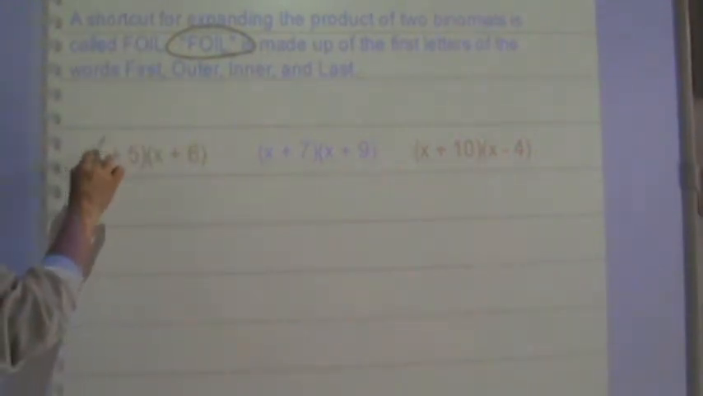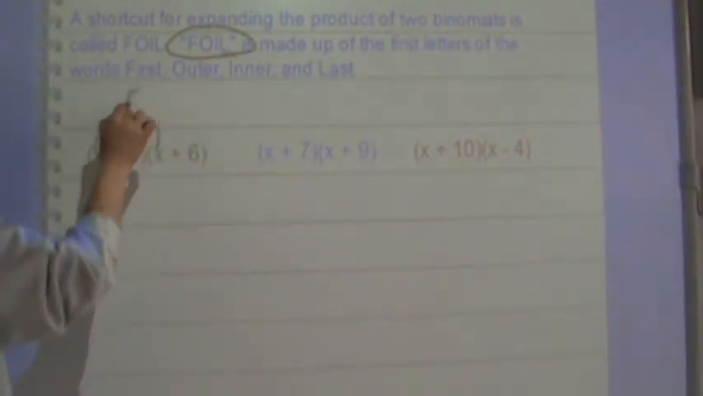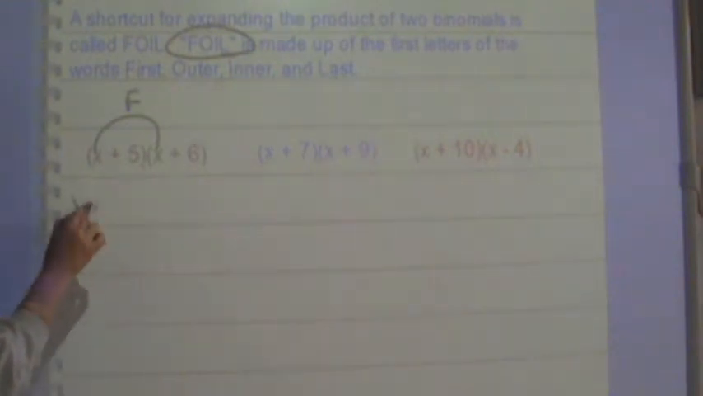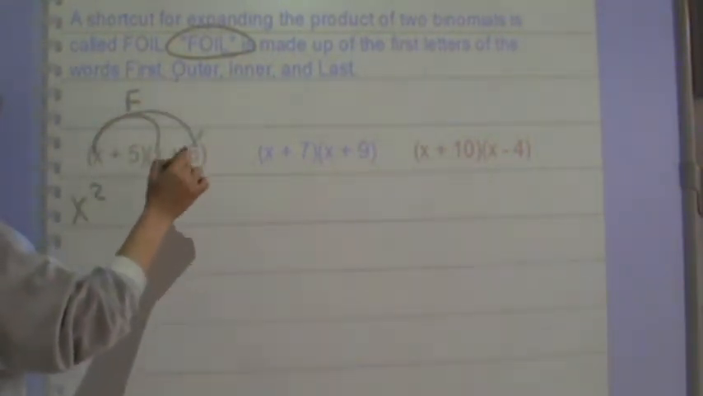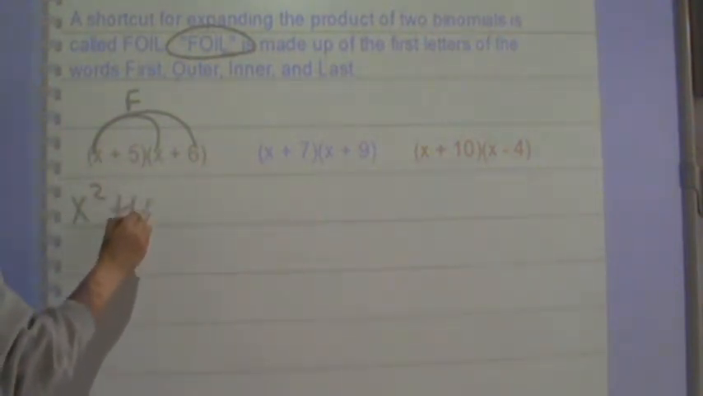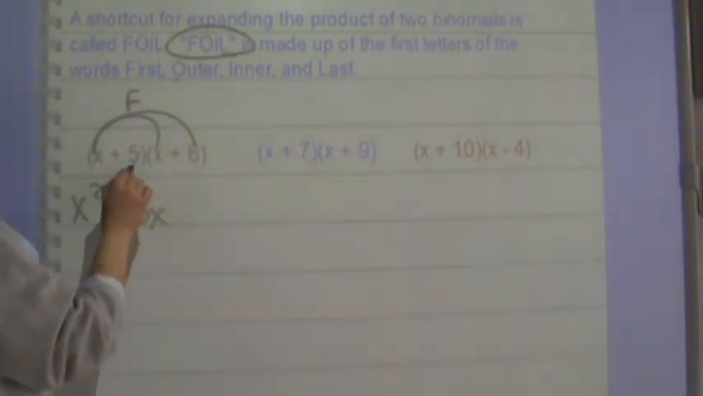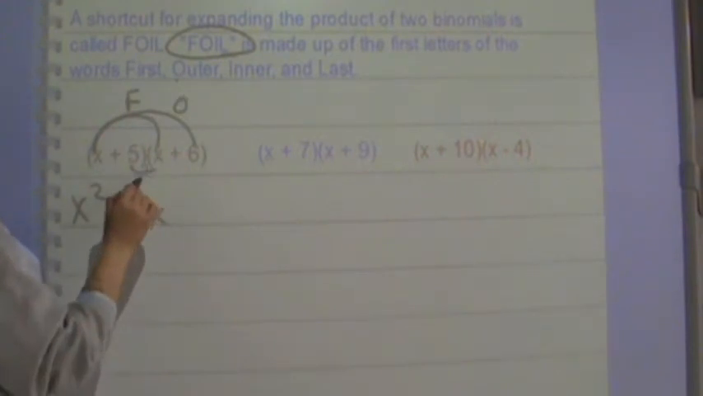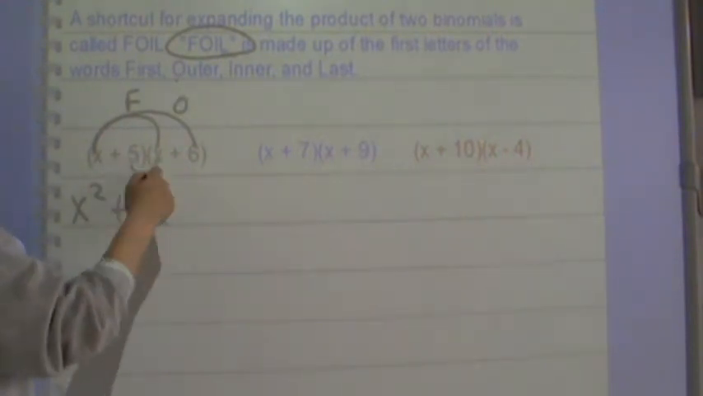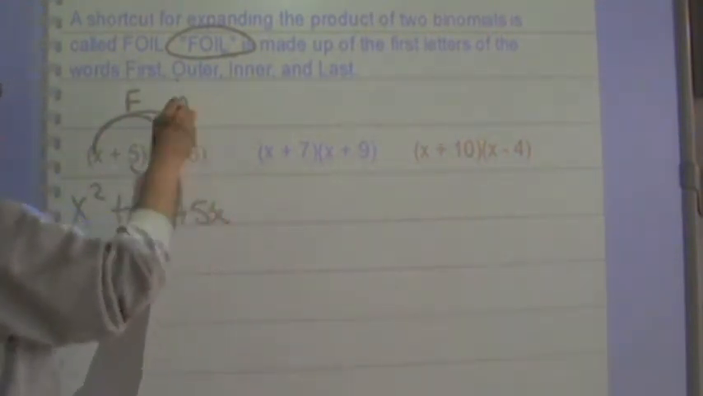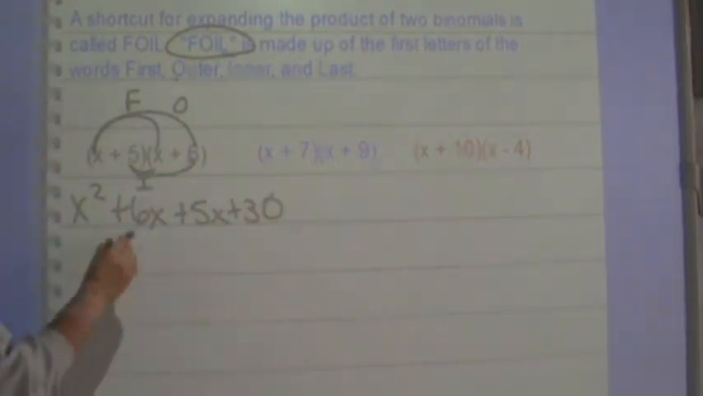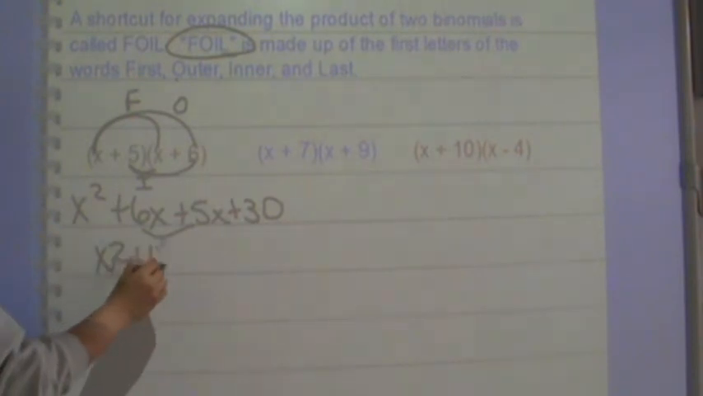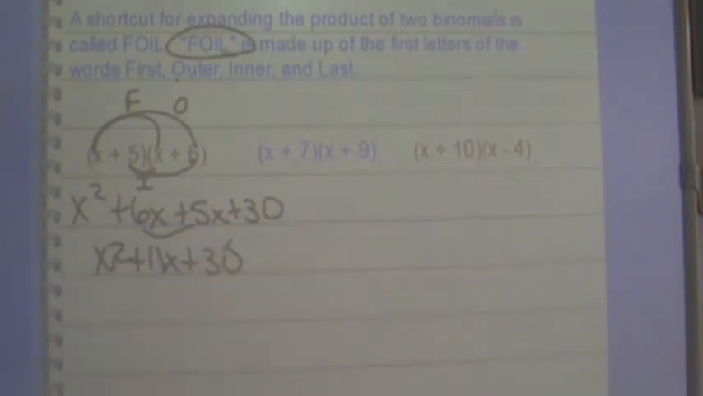So we multiply the first term times the first term. X times x is x squared. The outer term times the outer term. So 6 times x is 6x. The inner term, that was our I. Inner times inner, so 5 times x. And then last term times last term. Then you just combine them together. And that's what we get.